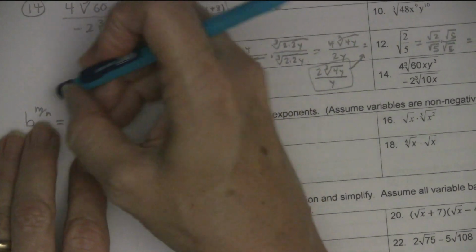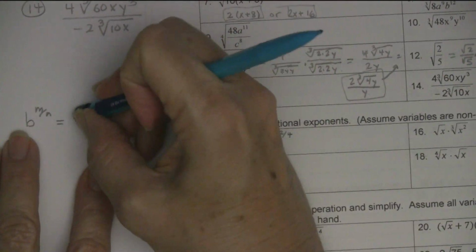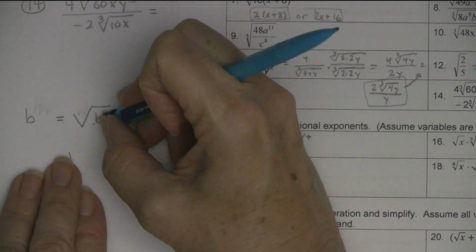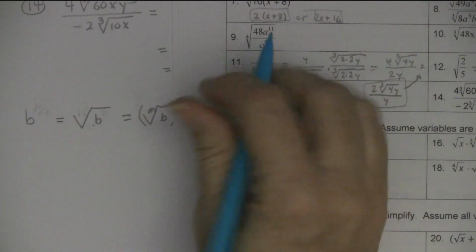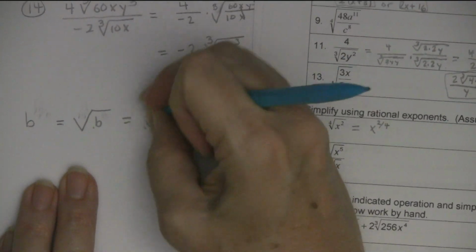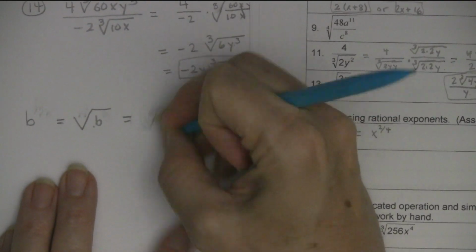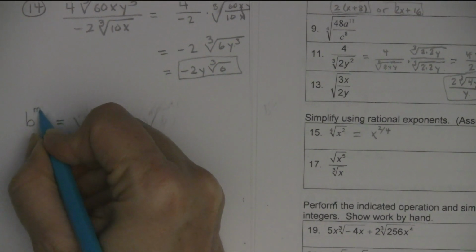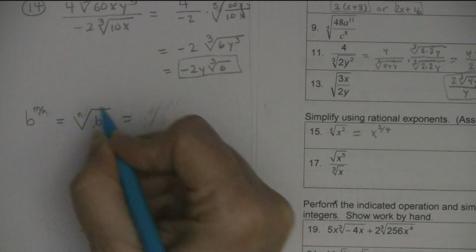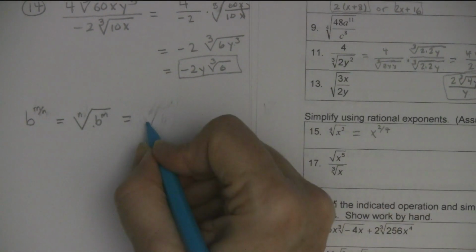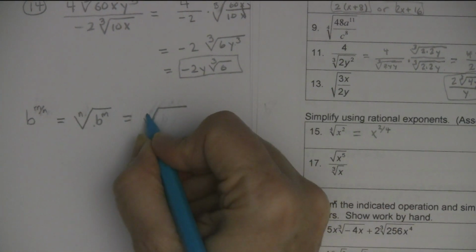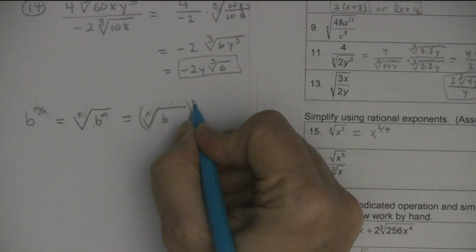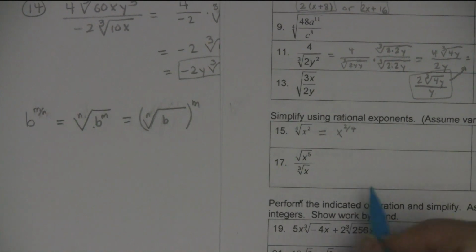N over m. I've written this wrong, and that will make this wrong. I wrote my property wrong. This would be the nth root of, is that what I had? No, I don't think it is what I had. And this will be this. I did do it right over here.